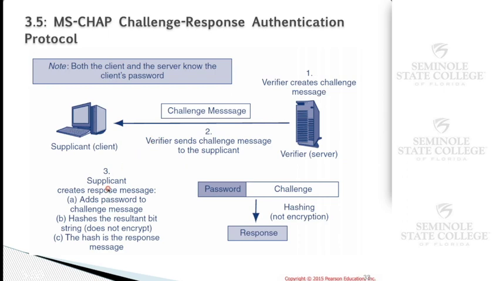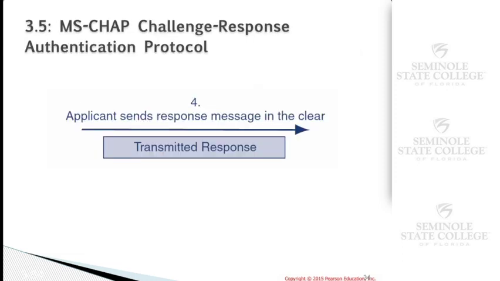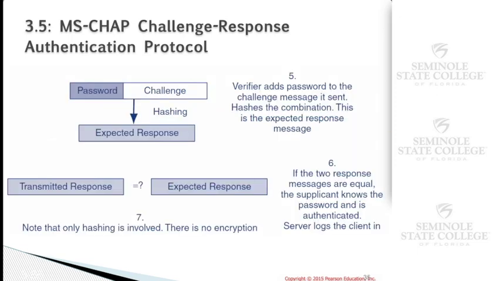So supplicant, what does supplicant do? It creates a response message, adds a password to the challenge message, hashes the resultant bit string. Okay, it's not encrypting it, just hashing that bit, and then hash is the response message, right? So it sends back that hashing, and what verifier is going to do is, and let's look at the rest of it. Supplicant sends the response message in clear text, right? Transmit a response. Now the verifier is going to take that and it'll do its own hashing, right? And it'll look at the expected response, which is this.